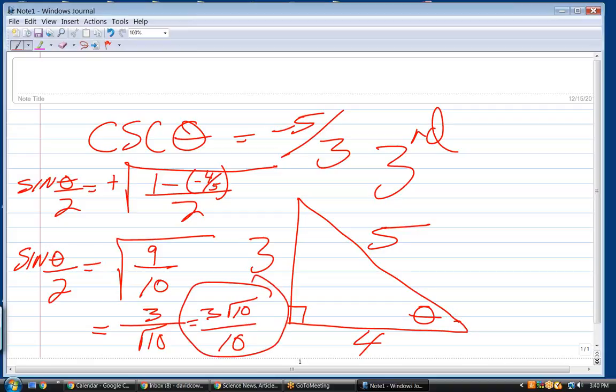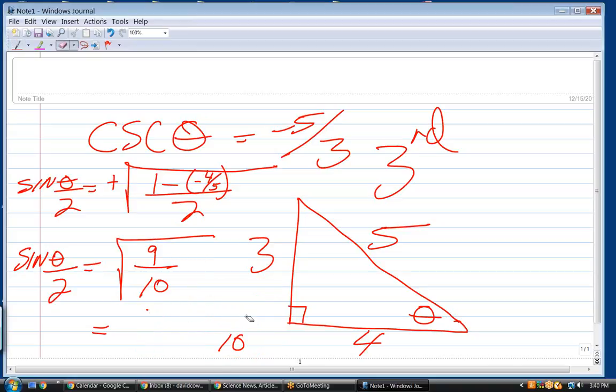Okay. How did you get 9/10 out of square root of 1 minus all of that? Okay. 1 minus a minus 4/5 is 9/5. That's the same as 1 plus 4/5. Okay. Divide that by 2, you get 9/10.